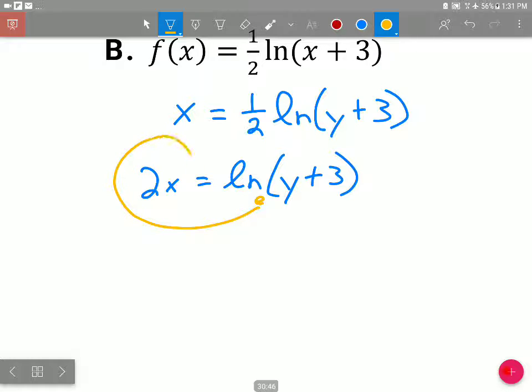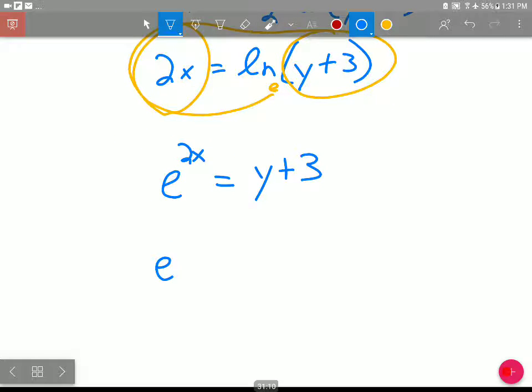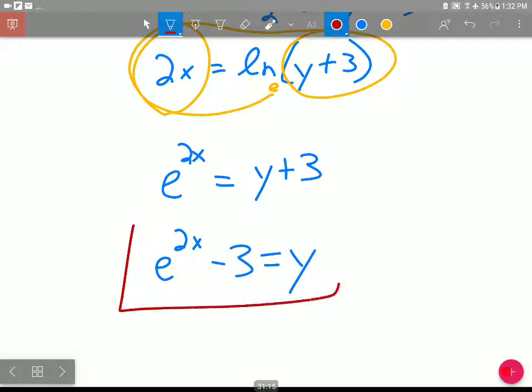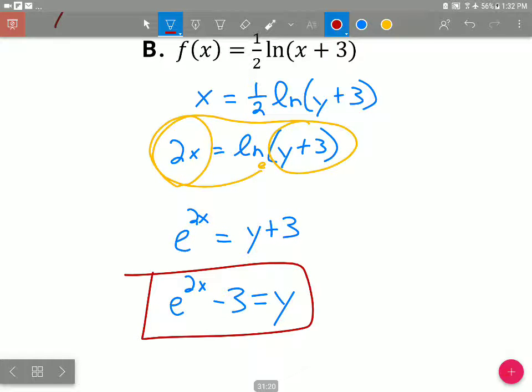So start with that little understood e. Go across, grab your exponent, and then come back and grab your entire argument. So that would be e to the 2x equals y plus 3. Cool. Grab the entire chunk. Move the entire chunk. So what's the last thing you got to do? Subtract 3, exactly. So e to the 2x minus 3 equals y. That is the inverse of the prior equation. Let me zoom out so you can see the whole thing. Cool. Does that make sense?